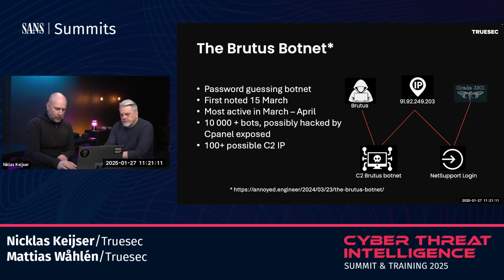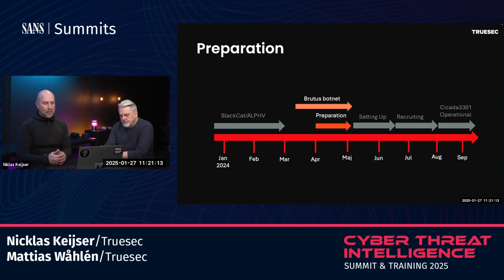So if we put this into the greater timeline, we have this preparation phase where there is a Rust developer that might have received a payment of half a Bitcoin in April. And we see the Brutus botnet rise to fame and doing its badness in March all the way up to May. So that starts filling up these gaps.